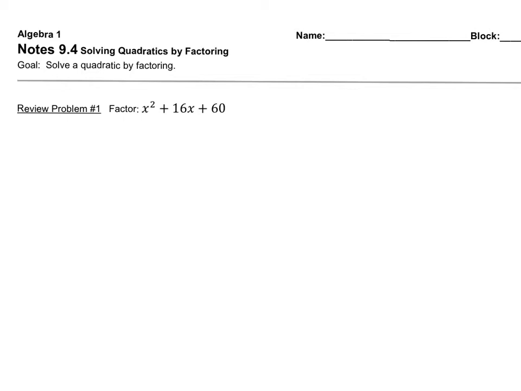Second step, can I take out a greatest common factor? In this case, I cannot. Then third step of factoring, ask how many terms there are. There are 3, and the leading coefficient is 1. So this is just a double bubble problem, meaning I'm looking for two numbers that multiply to get 60 and add to get 16.